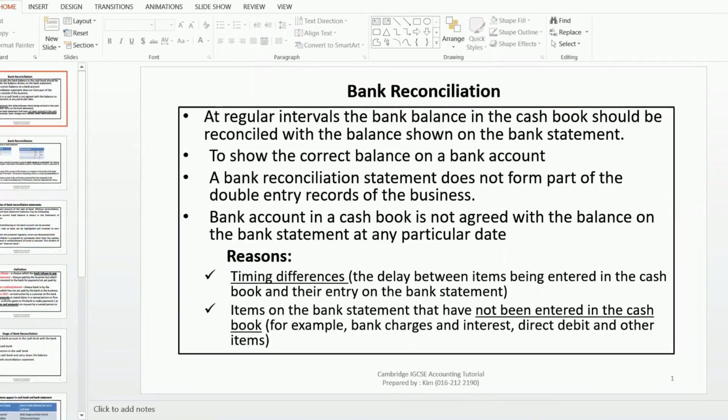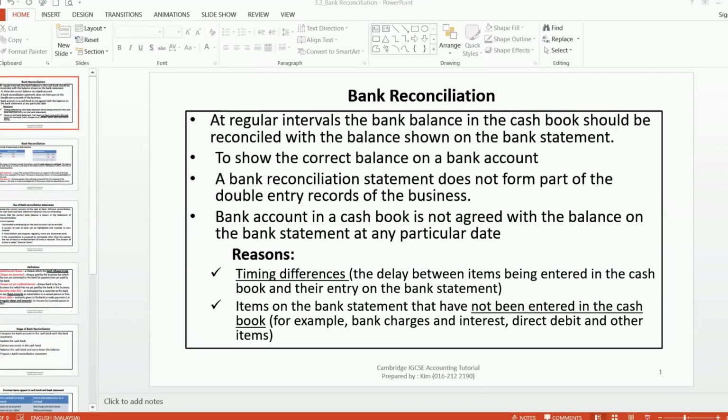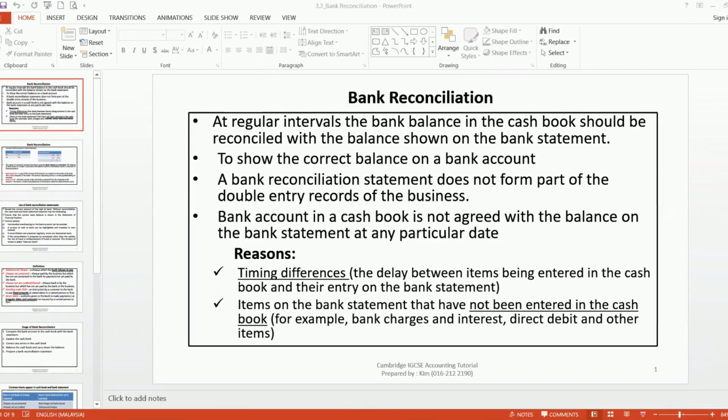For my recording on this topic, bank reconciliation, I will split it into 3 sections. The first part is a note. The second and third parts will be questions, where I show you the steps to resolve them. Okay, now let's start. Bank reconciliation.